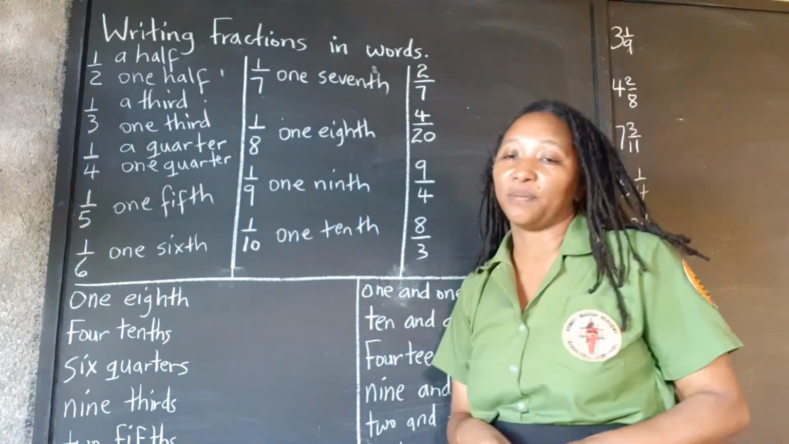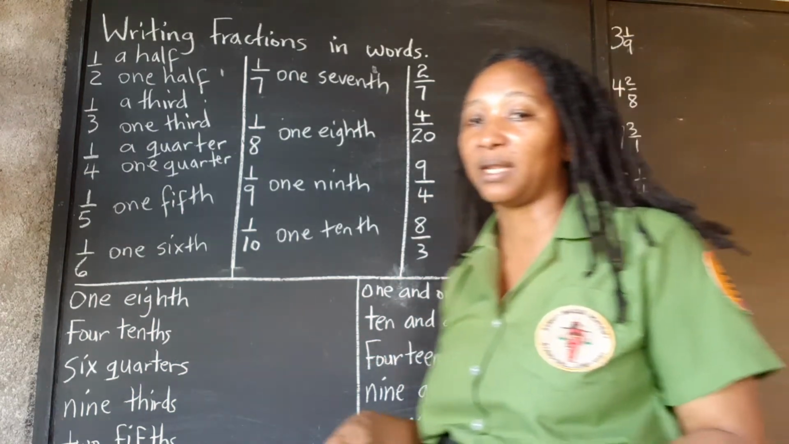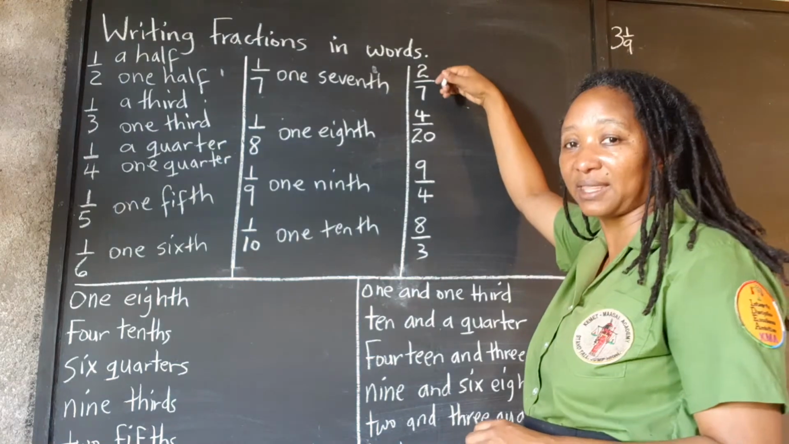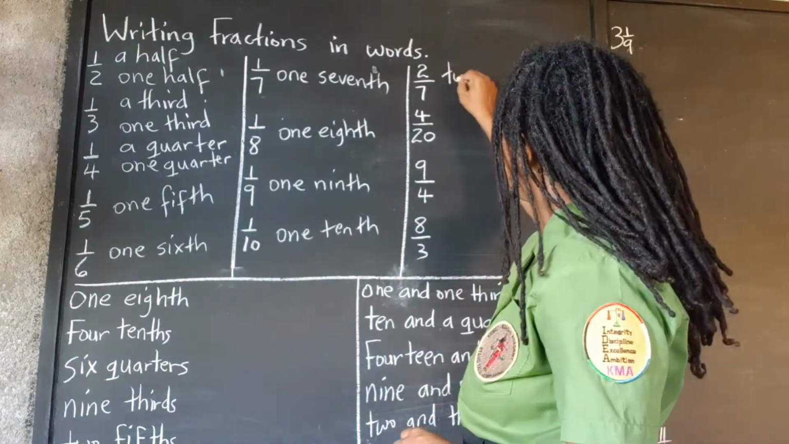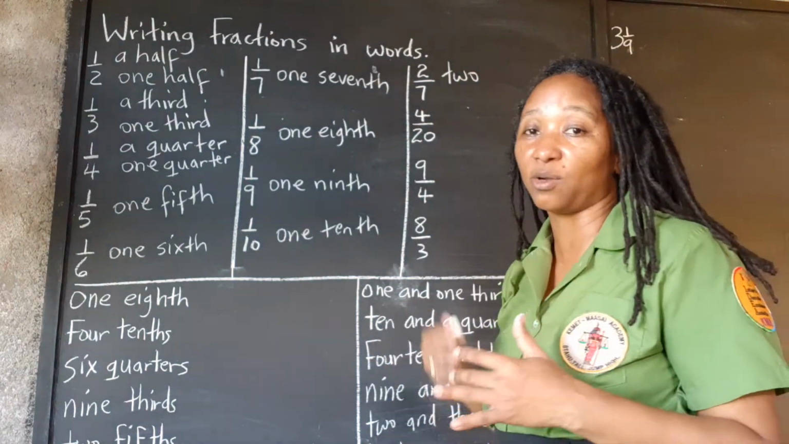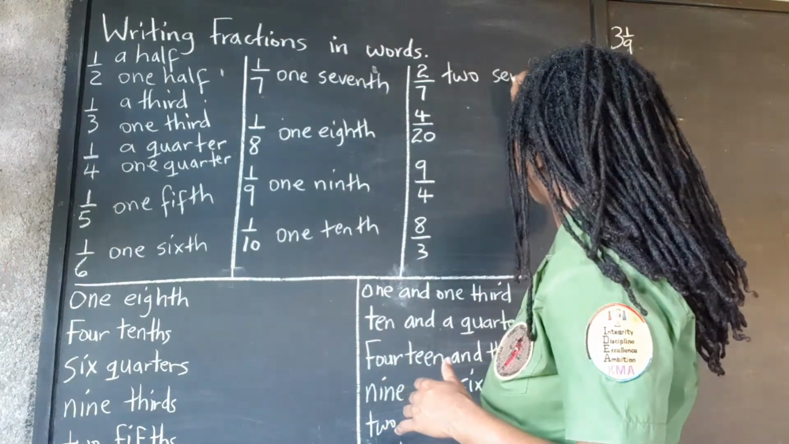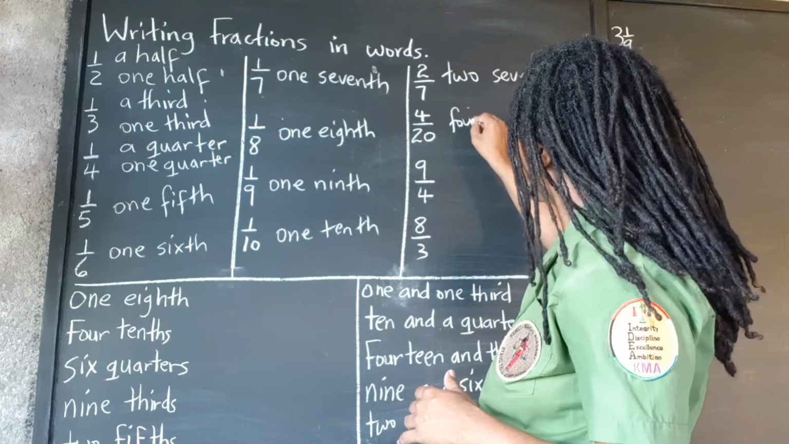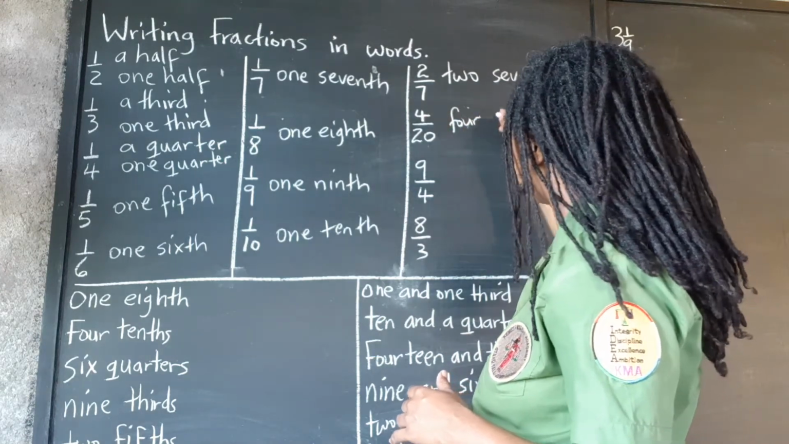Now let's look at some that have more than 1 in the numerator. So this is 2/7, two sevenths. Two parts we're taking out of the 7. So it's 2/7, and 4/20, four twentieths.